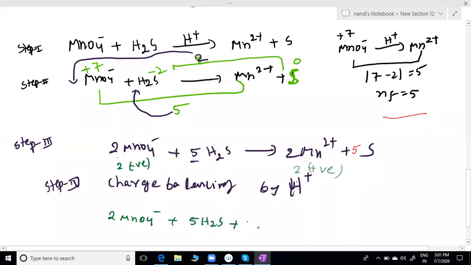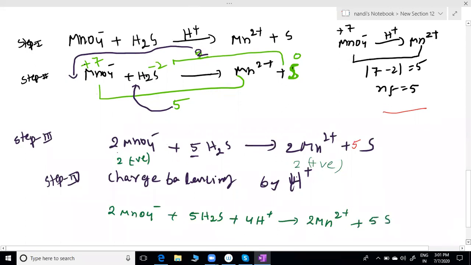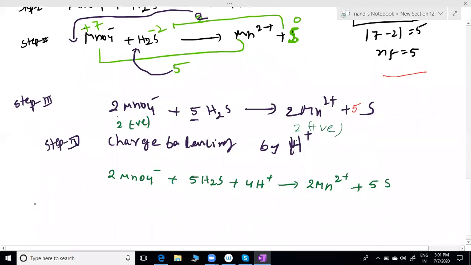So I'm adding 4 H plus ions. Is it matching? Check it. 4 H plus ions we are adding. Then 2 Mn2 plus, 5 sulfur. Now we need to balance oxygen and hydrogens.